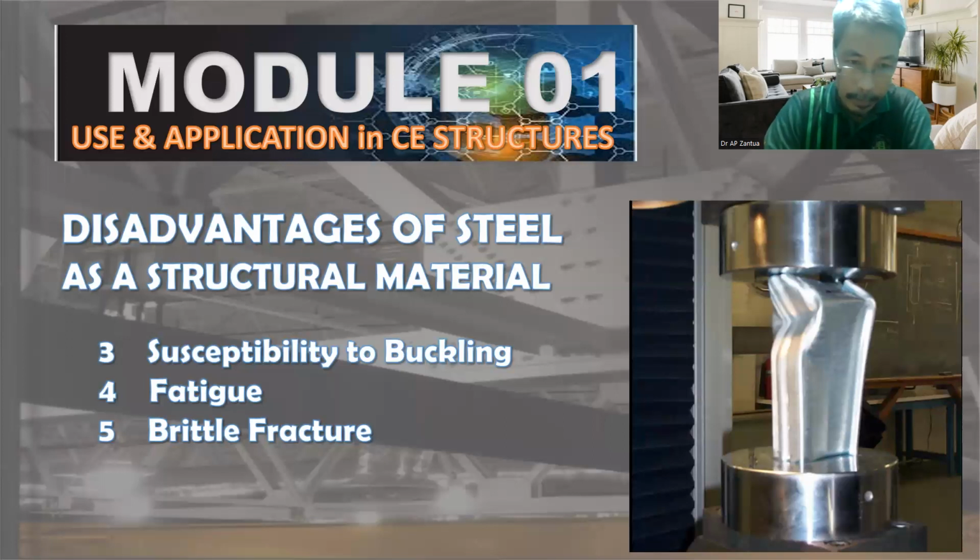So number 5, brittle fracture. Steel is mostly ductile, but it will come to a point where ductility reaches its limit. After that, it will become brittle.